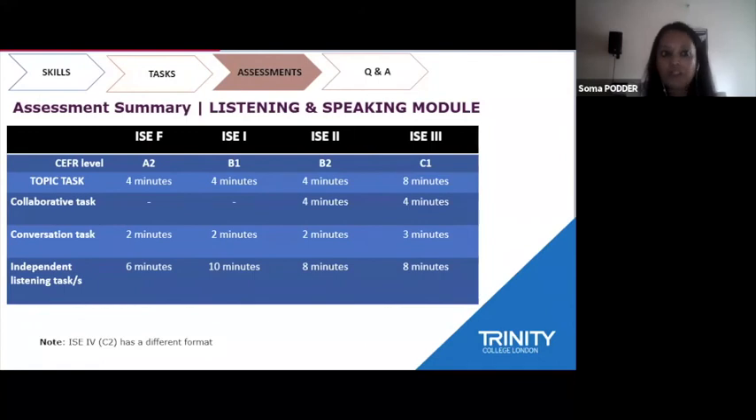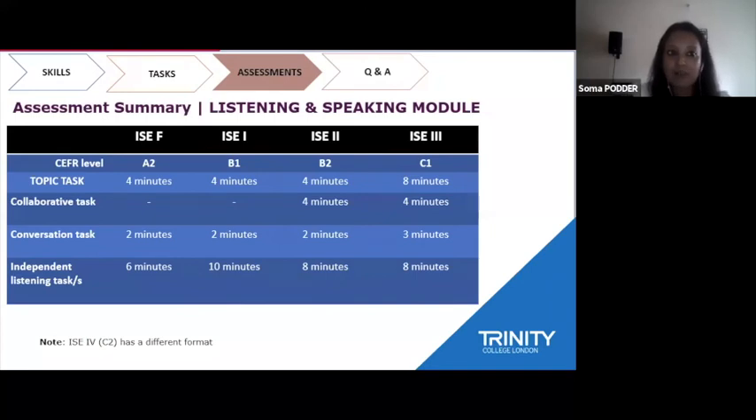The conversation task is where the examiner chooses a subject area from a list of conversation subject areas in the syllabus. And again, the examiner and the candidate co-construct it and have a conversation. Absolutely no scope of learning by heart. And again, the candidate has to demonstrate language functions of the level they're at.